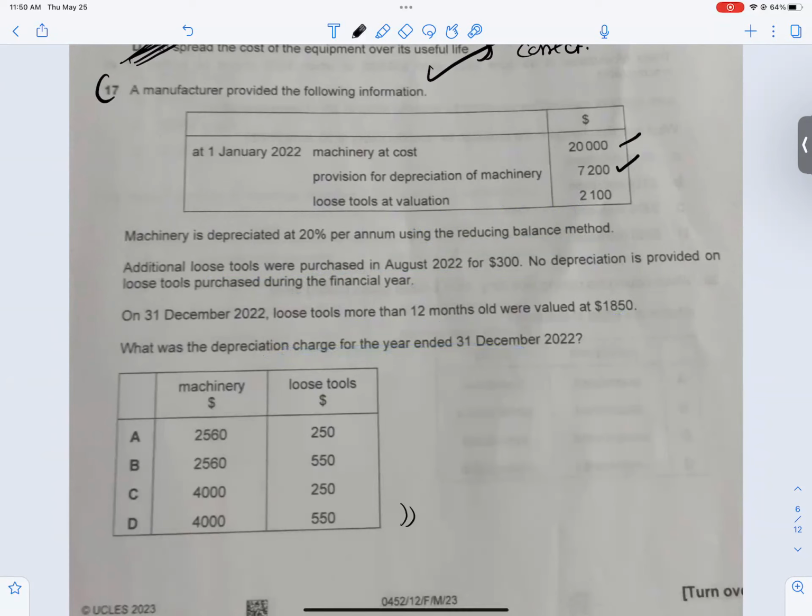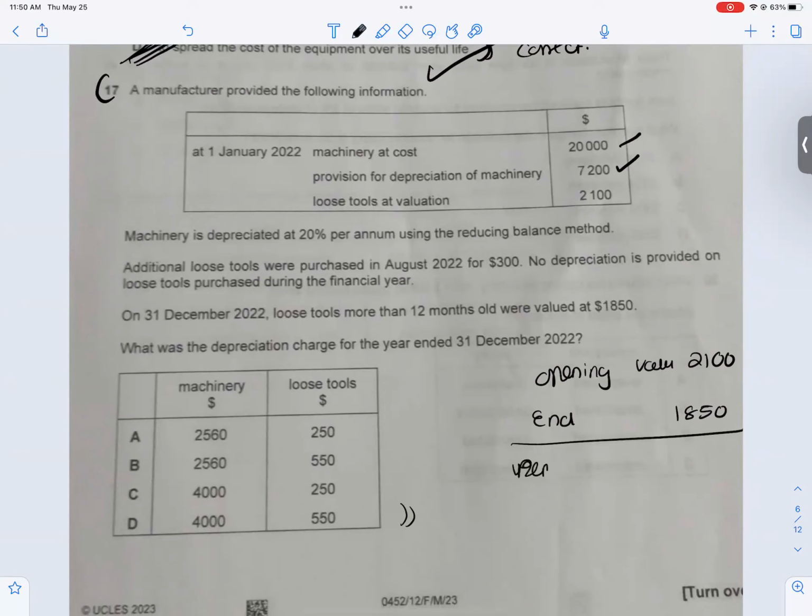Okay. So what is the opening valuation? Opening valuation is 2,100. At the end of the year, you valued it at how much? 1,850. So depreciation for these tools will be 250. So it would be option A or option C.